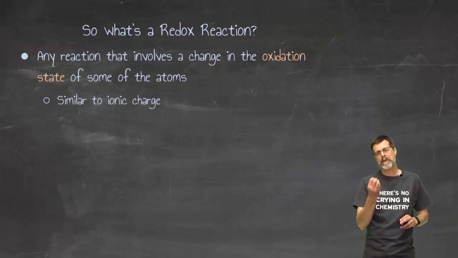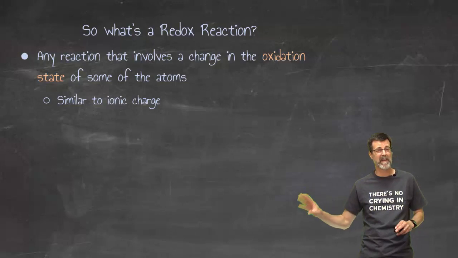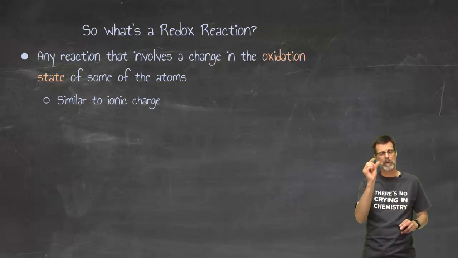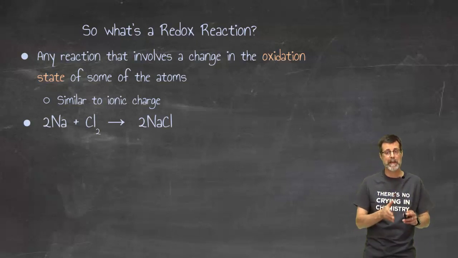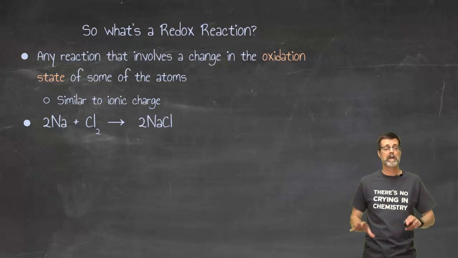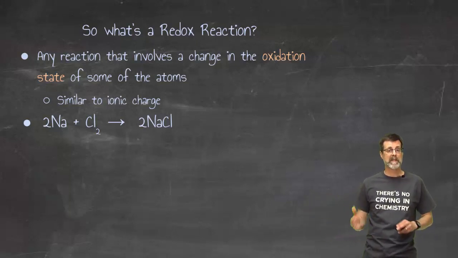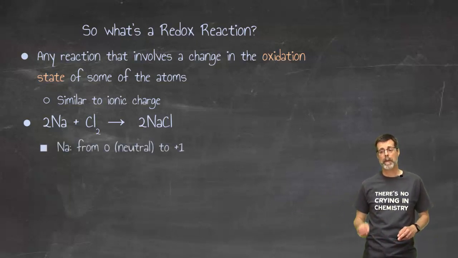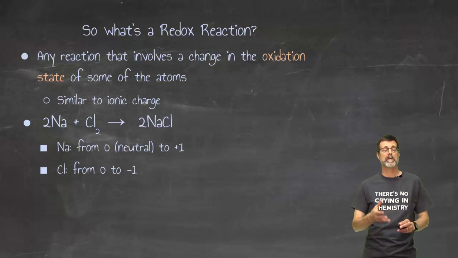So if we think of it in terms of ionic charge, and it's going to apply to things that are not ionic bonds, so we'll have to tweak that a little bit, but it is a little bit like an ionic charge. So for example, in this synthesis reaction, sodium and chlorine both start out as neutral elements, and then when they react, we form this nice ionic bond where sodium is +1 and chlorine is -1. Well, what that means is that sodium has gone from a 0 to a +1, it's lost 1 electron, and chlorine has gone from a 0 to a -1.